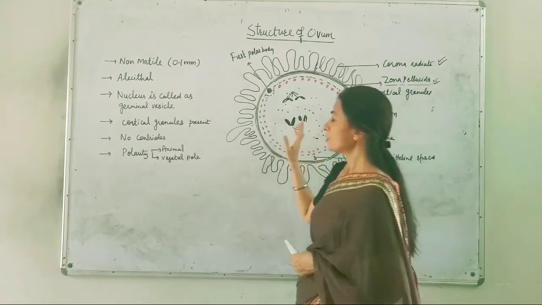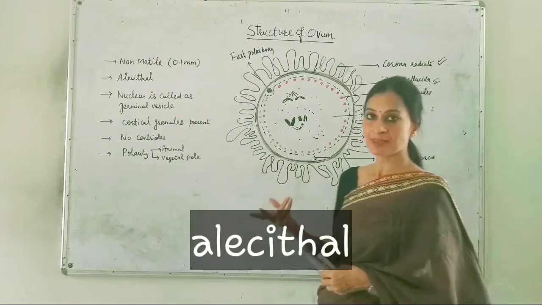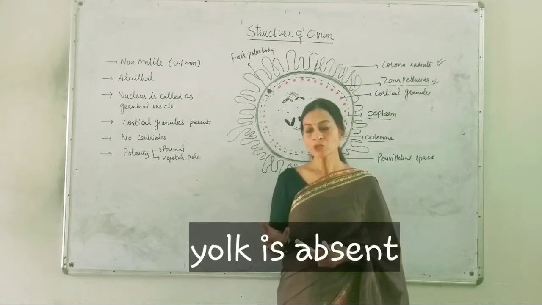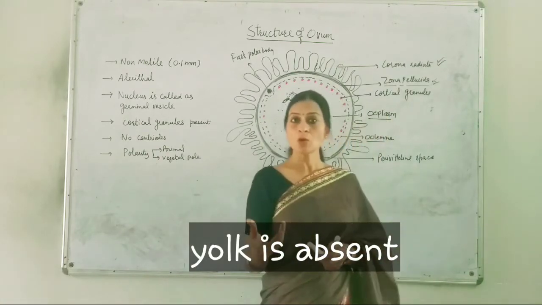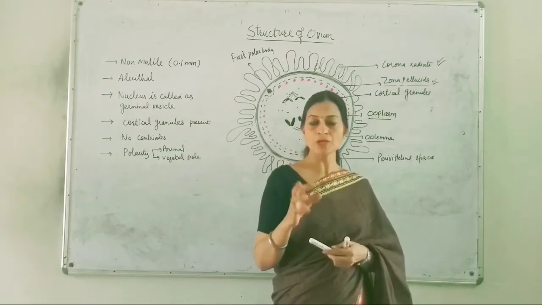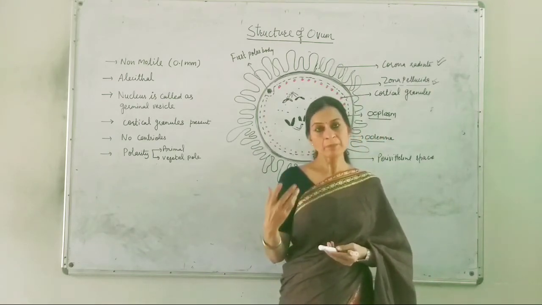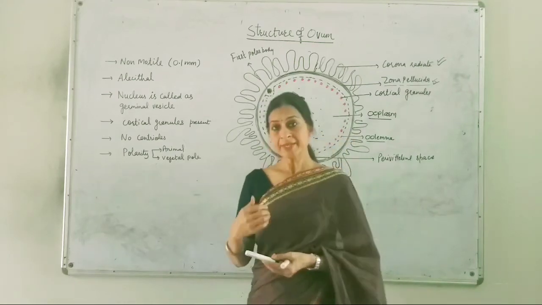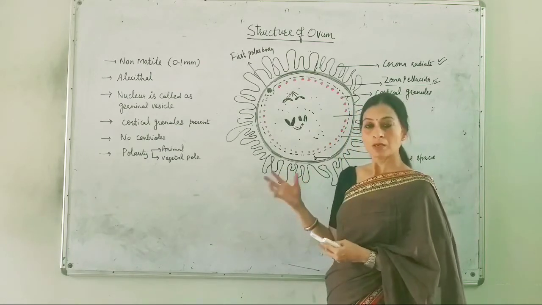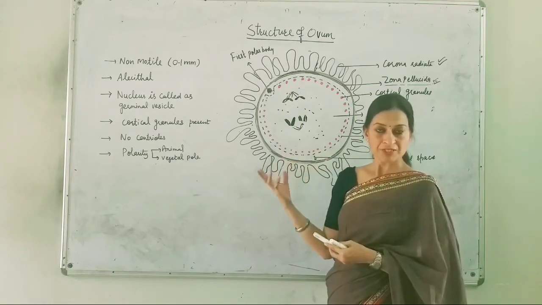Okay. Now, the interesting thing about the human or mammalian egg is that it is alecithal. Alecithal means it is not having yolk. Yolk is actually the yellow colored or nutritive material which is present in the eggs of most of those animals in which the development is external. But in case of mammals like us, placental mammals, the female is going to support development of the fetus or the embryo.